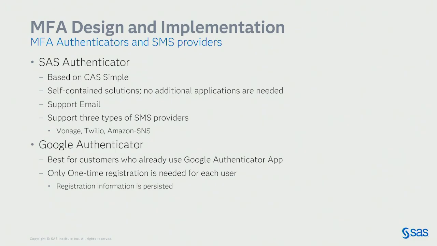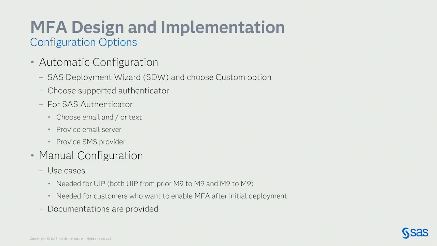Google Authenticator, as I already mentioned, fits best if your company is already using Google Authenticator for other applications. So for configuration, there are two options I mentioned. You can do automatic configuration. Basically, we integrate with the SAS Deployment Wizard. You're probably familiar with that. That's the main utility you're going to use to install and configure your SAS9 applications. You do have to choose the custom option, and you need to choose which authenticator you're going to use, and you need to choose email or text, and I'll show you some screenshots on that.